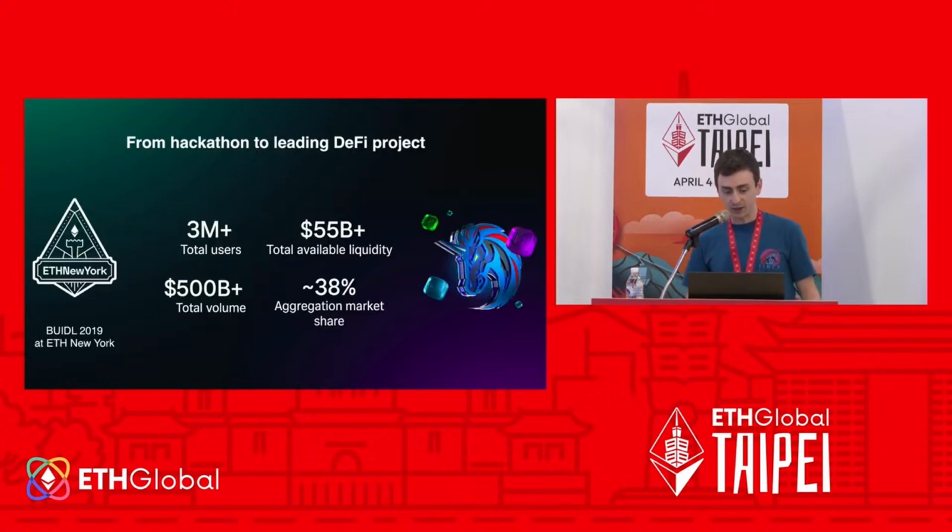So a little bit about 1inch. We actually started at a hackathon as well, back in 2019 at ETH New York. Since then, we've grown from that small project into quite a big project with over 3 million total users and over $55 billion in total available liquidity. We have processed over $500 billion of volume through our routers, and we currently hold somewhere around 38% of the aggregation market share, which is a little bit over double our next closest competitor.